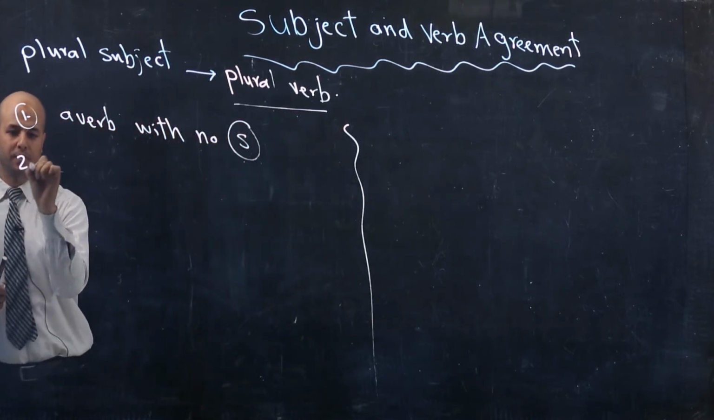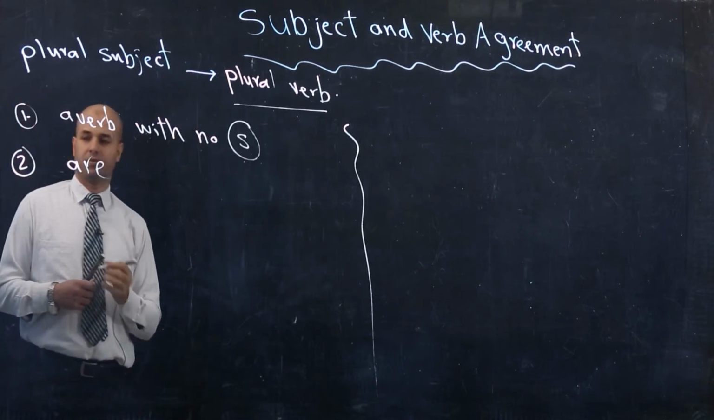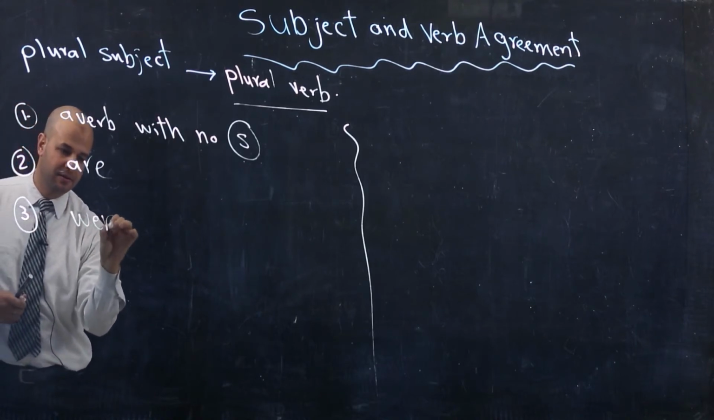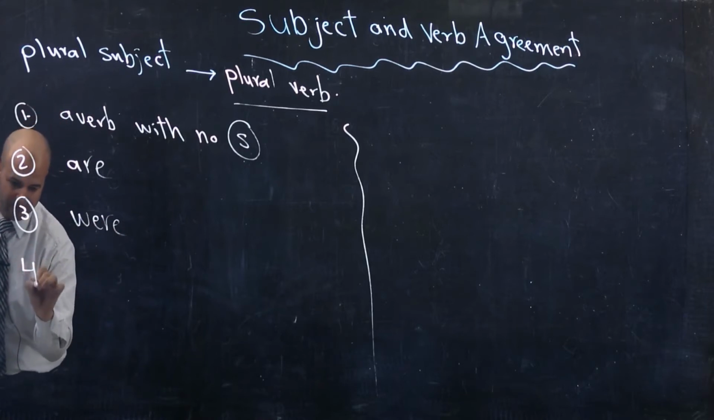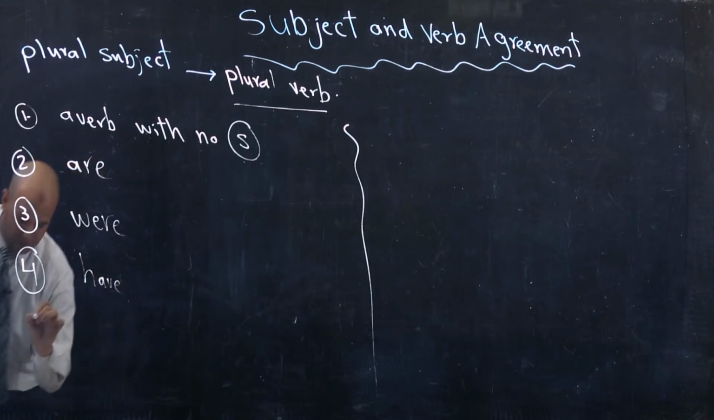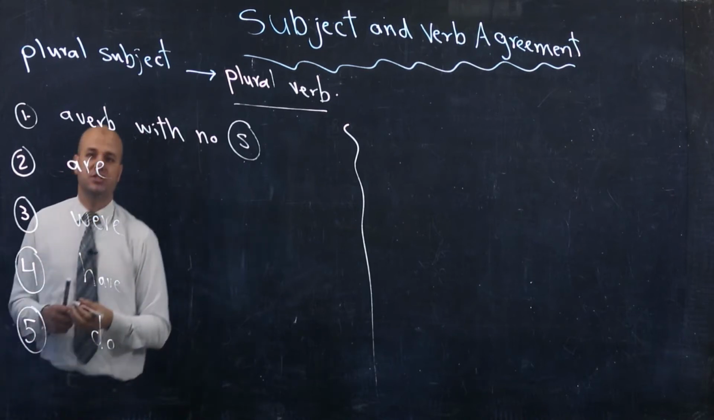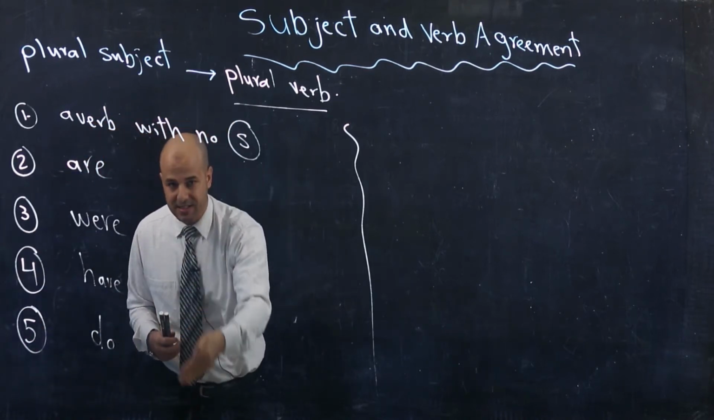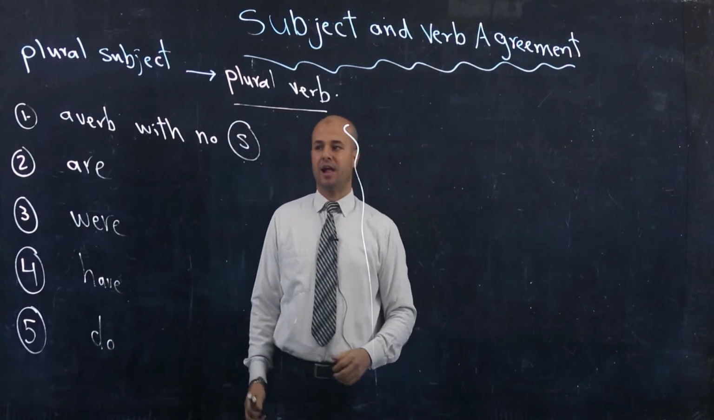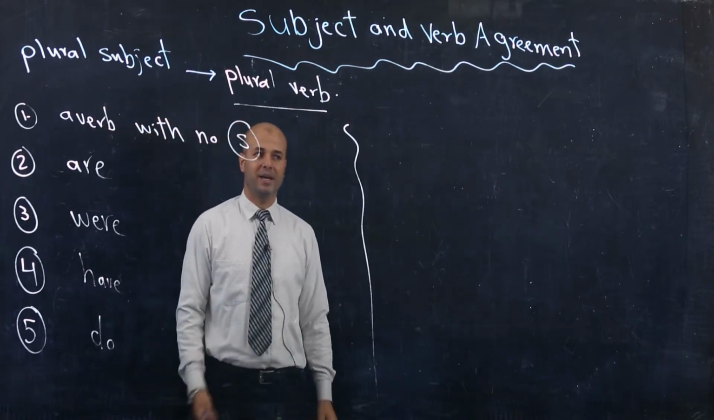Number two, are. It's a plural verb too. Number three, were. Number four, have. Five, do. So all of these verbs we call plural verbs. And these verbs bring plural subjects, right?